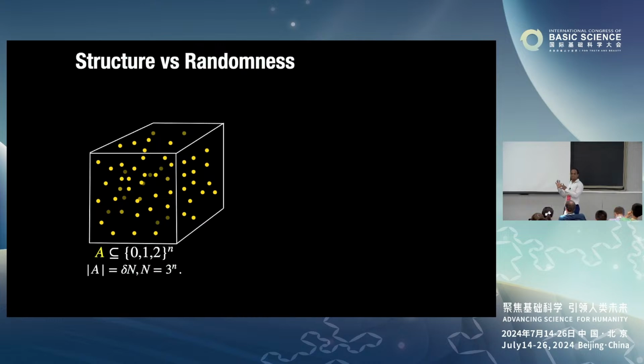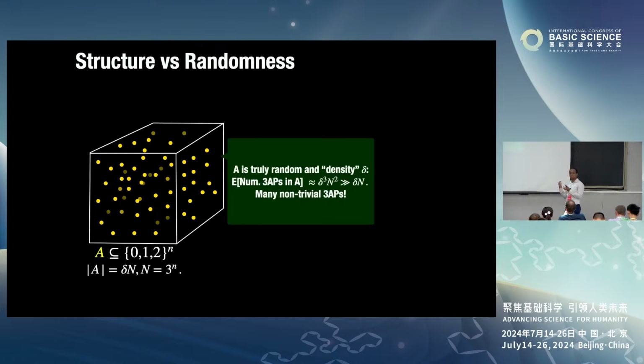So suppose this set A is completely random, meaning each n-bit string gets included in my set with probability delta. What happens then? Are we unlikely to find solutions to the equation A plus B equals C? Turns out, if you pick the set at random, you're very likely to see solutions to this equation. In fact, you're likely to see many solutions to this equation.